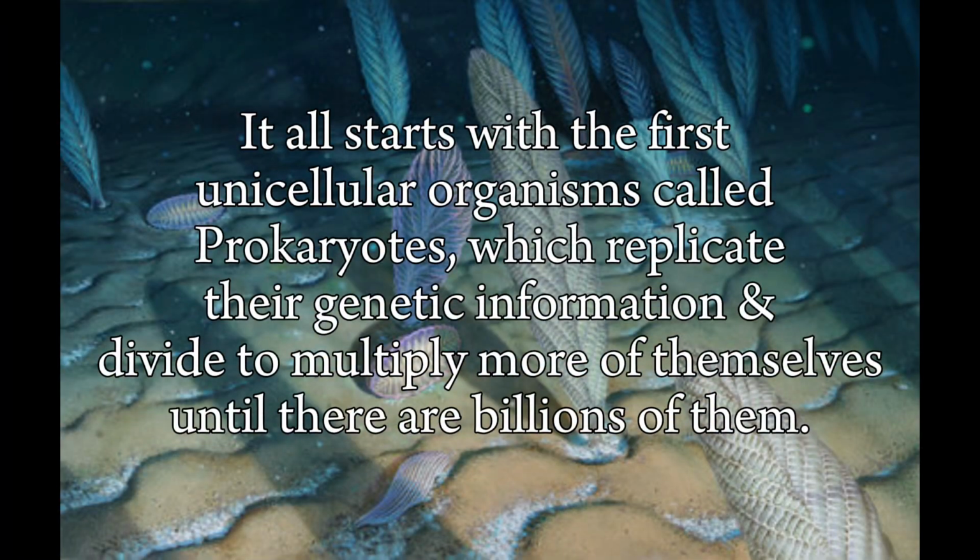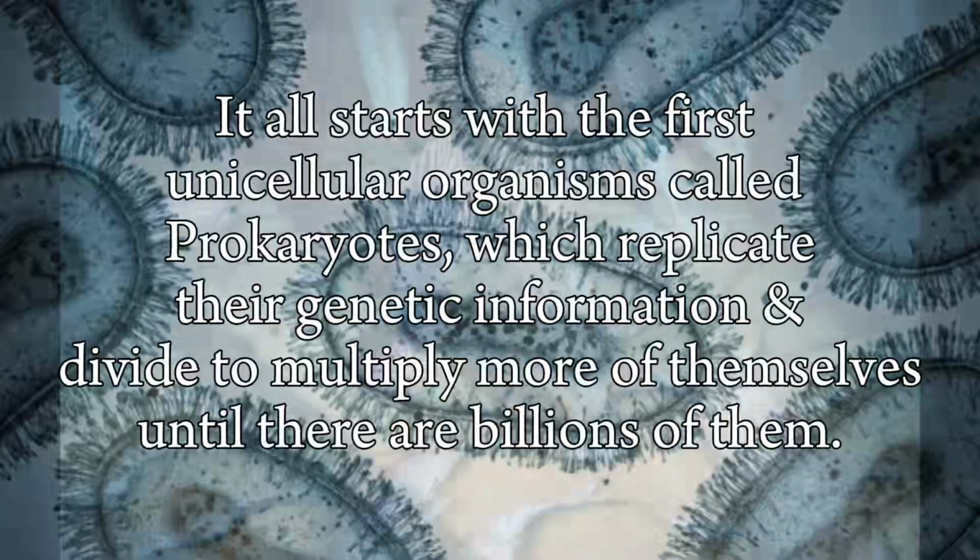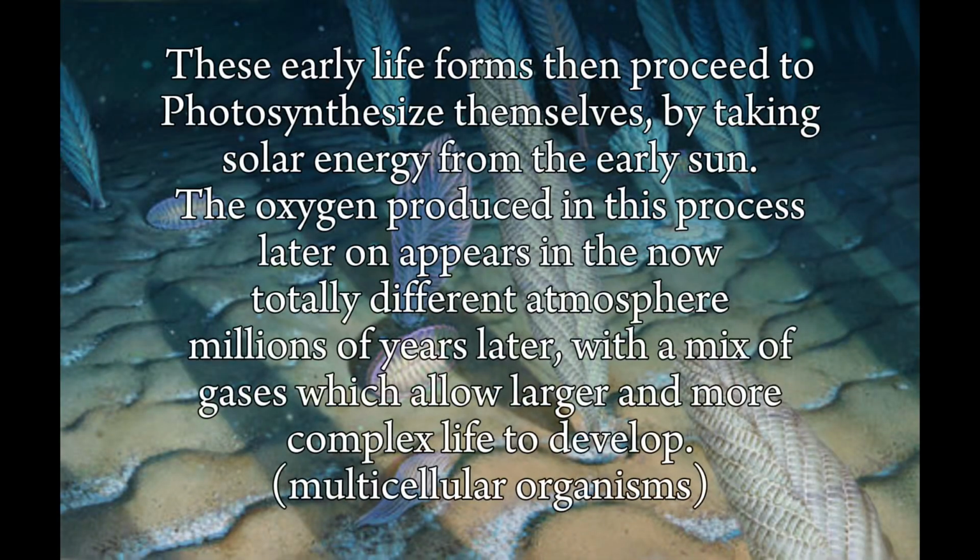It all starts with the first unicellular organisms called prokaryotes, which replicate their genetic information and divide to multiply more of themselves until there are billions of them. These early life forms then proceed to photosynthesize by taking solar energy from the early sun. The oxygen produced in this process later on appears in the now totally different atmosphere.